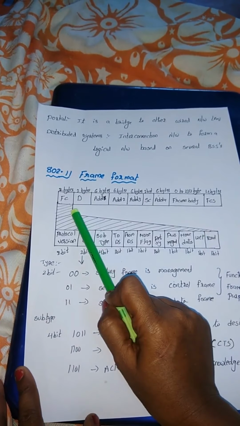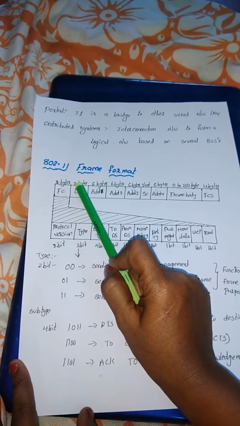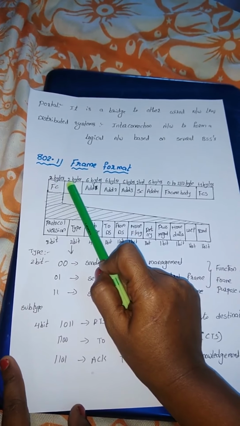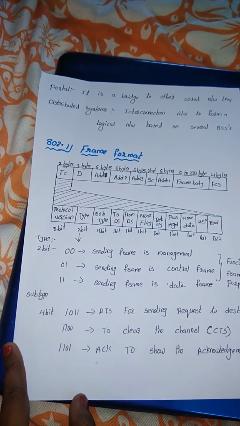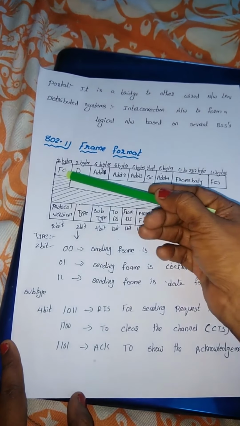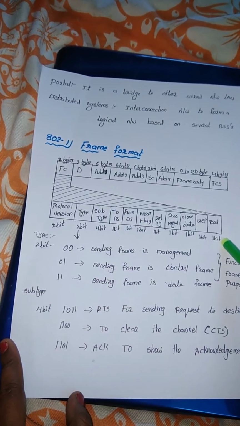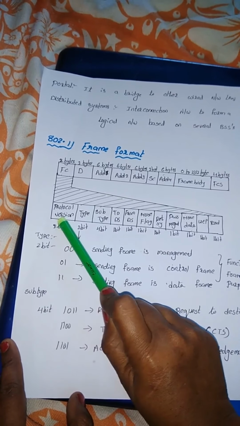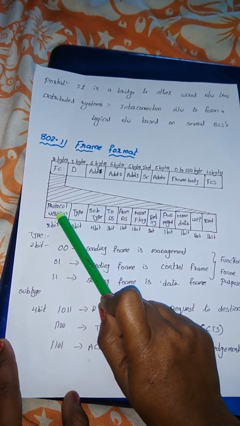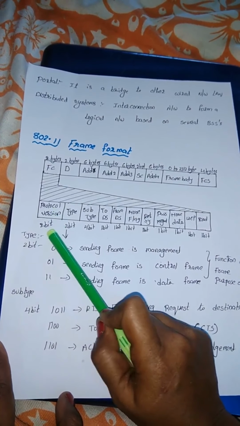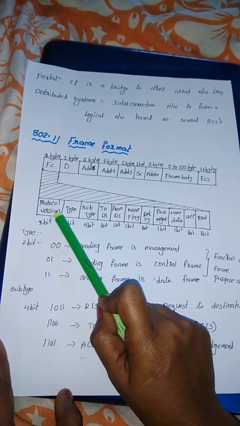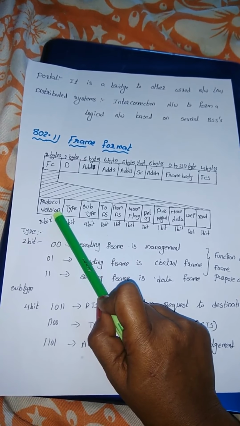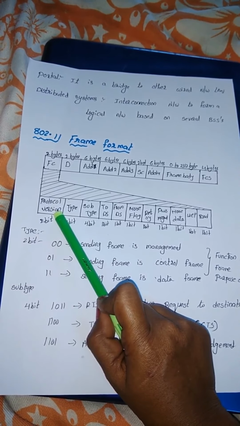Now coming to the first field, frame control, which consists of 2 bytes. What do you mean by frame control? The frame control internally contains subfields. Among them, the first one is protocol version. What is a protocol version? It is a 2-bit field which shows the current version of the frame we are sending.